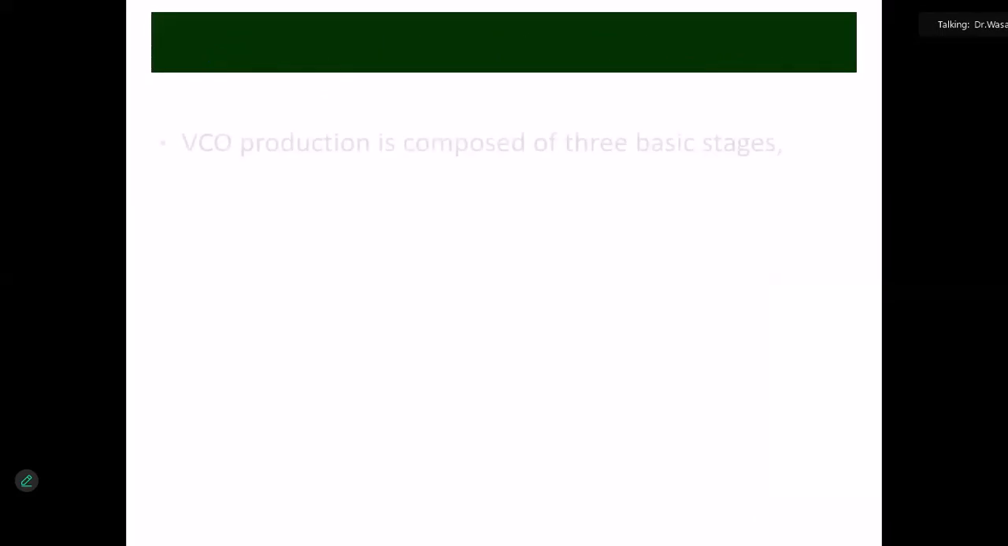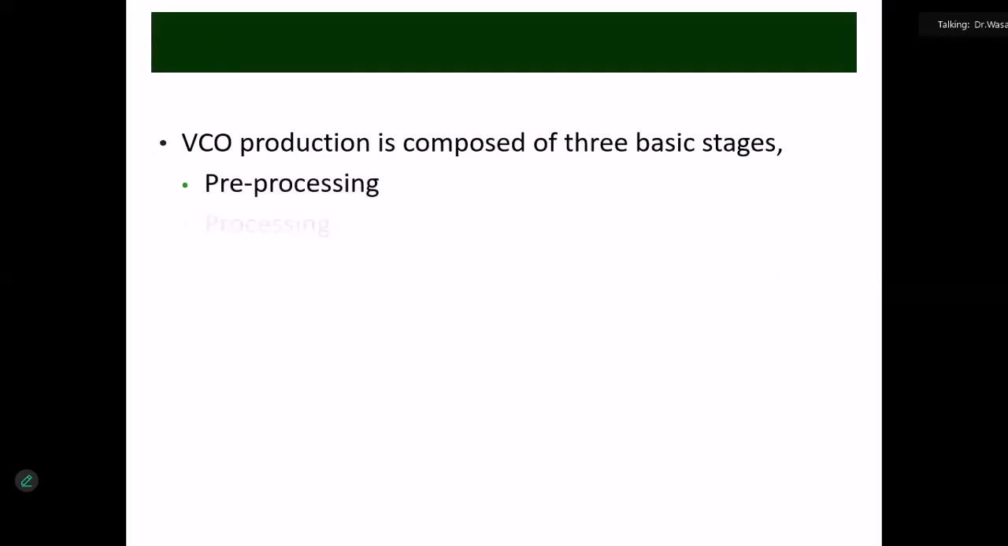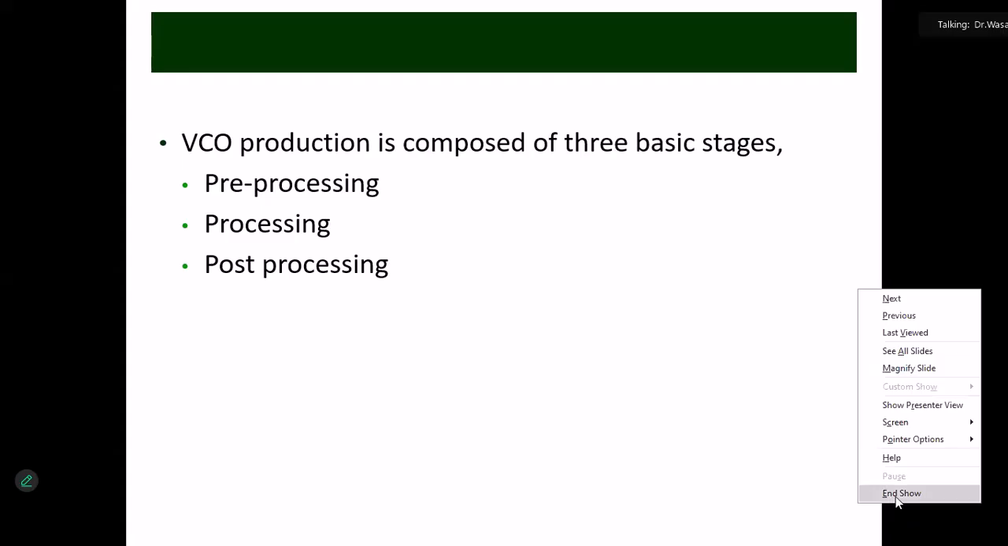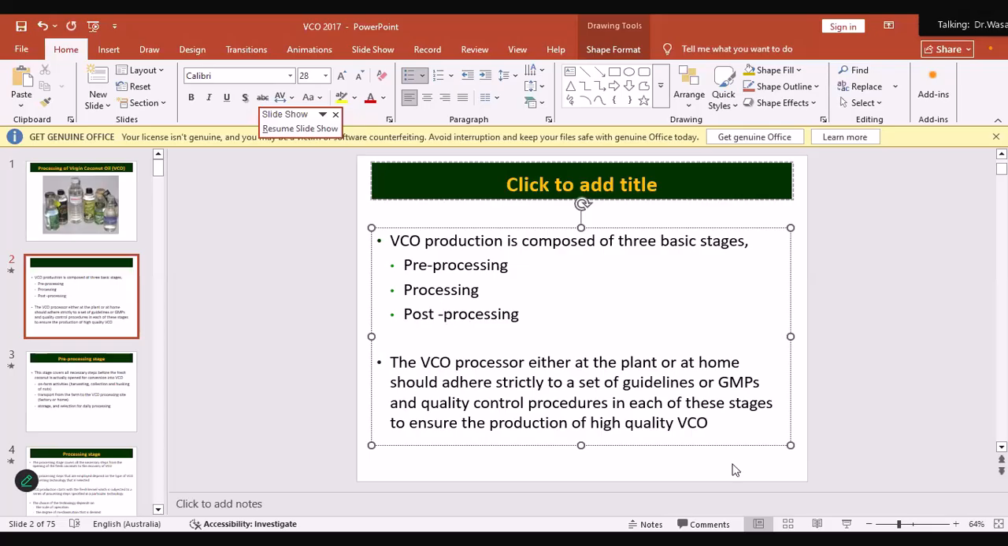Now, virgin coconut oil production is composed of three basic stages: pre-processing, processing, and post-processing. Pre means before. Processing means the actual processing cycle. Post-processing means, after processing the virgin coconut oil, some practices we are doing. That is called post-processing.